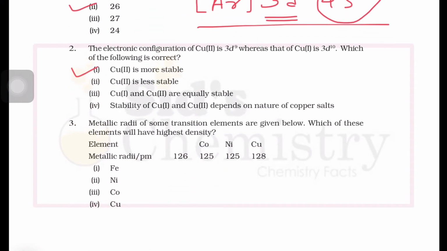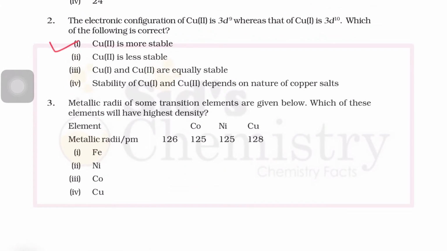Now coming to question number 3. Metallic radii of some transition elements are given below. Which of these elements will have highest density? We have to consider this first element.